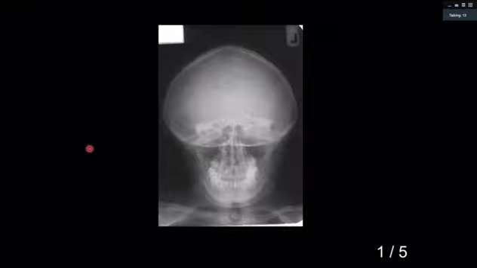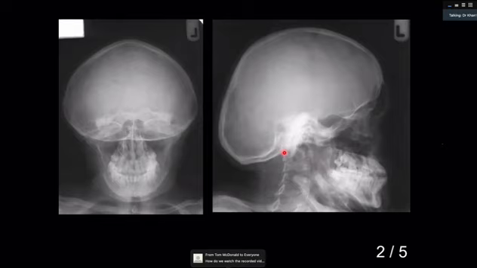I cannot really appreciate the rami of the mandible very well, but maybe it's just an over-penetrated film. Yeah, don't worry about the mandible. So if you see here, this is a portion of the temporal bone, how it is bulging, and something is projecting here. I will show you a lateral. And now concentrate on this area, and can you reach a diagnosis?